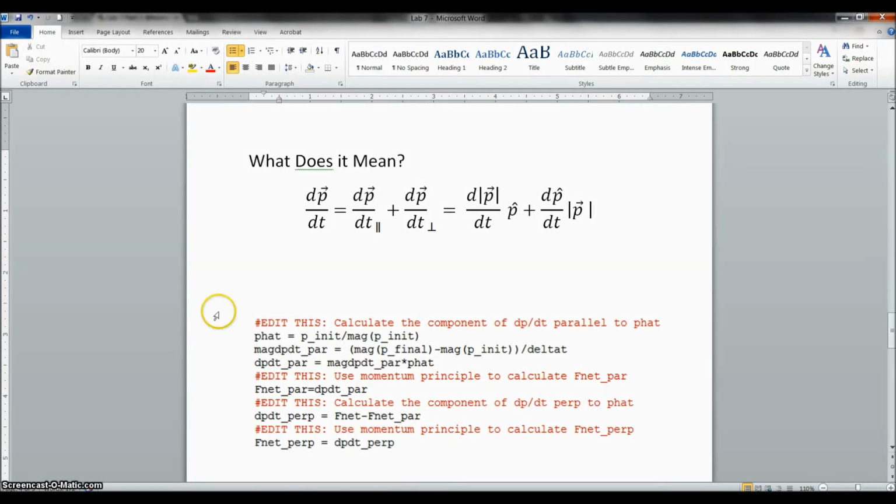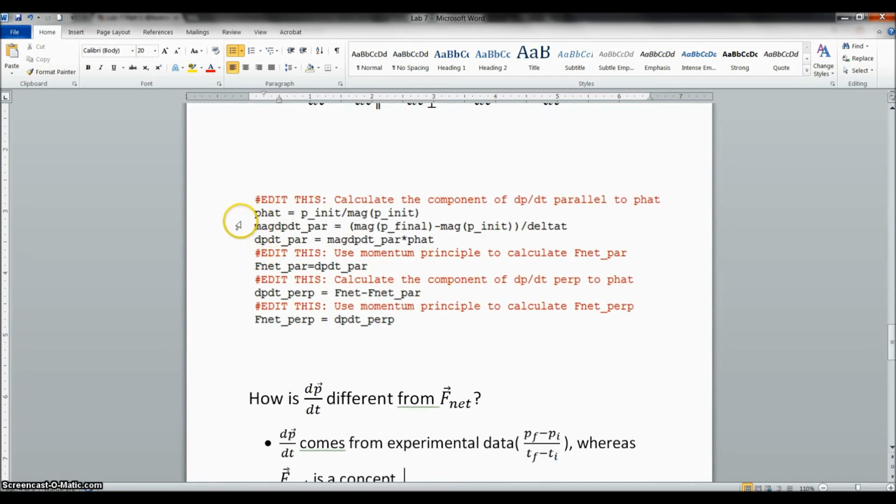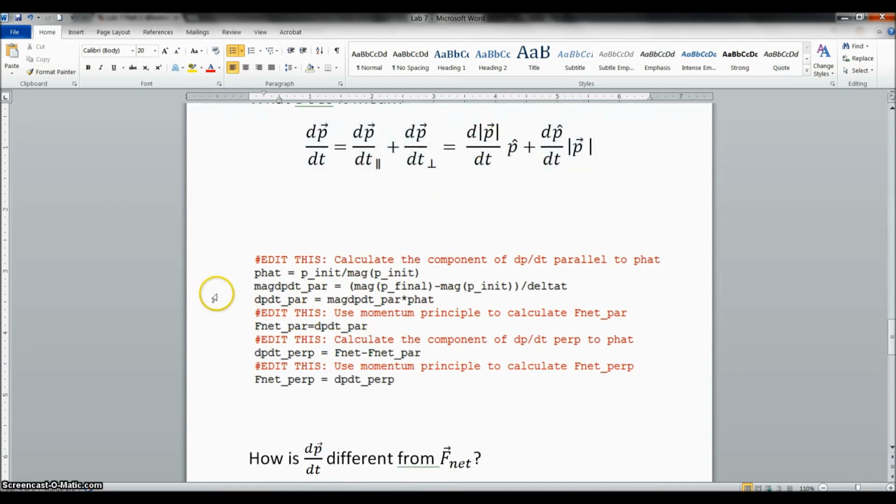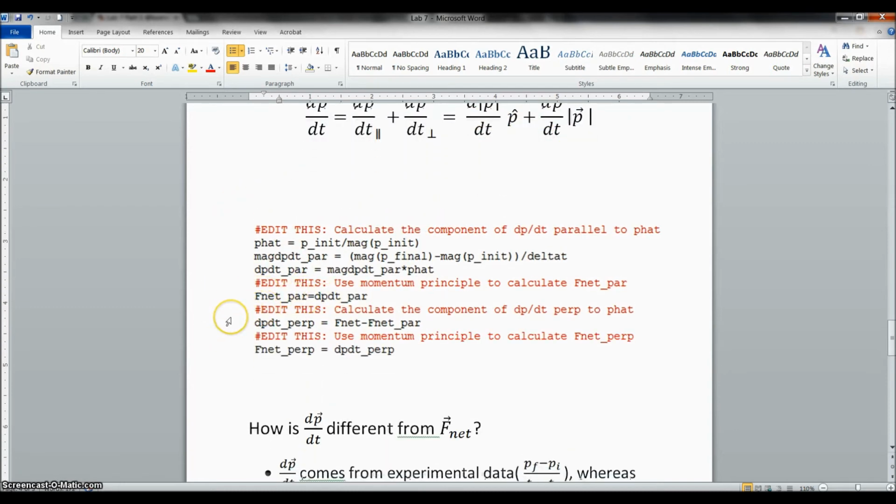So now I'm going to go to the what does it mean question, which is how can we decompose dp/dt into its parallel and perpendicular components as related to the momentum? That's something that's really useful to do when analyzing curving motion. From the chain rule, to break it down, it's the magnitude of p dt times p hat plus dp hat dt times the magnitude of p, which gives us respectively the perpendicular and parallel components of motion. In VPython, I calculated the parallel component of motion by using this formula, and then I subtracted that from the F net to give me the dp/dt perpendicular.